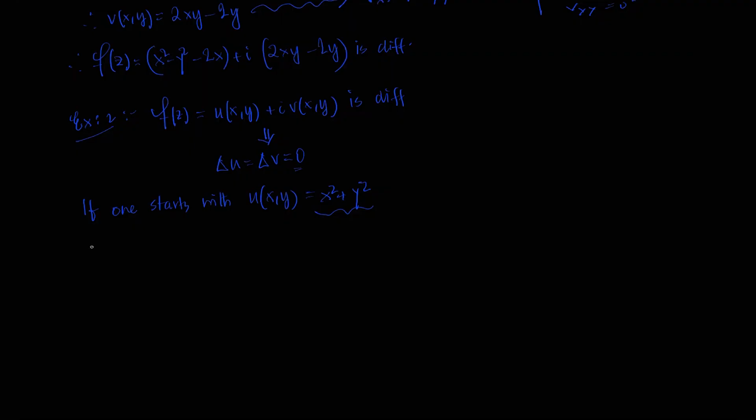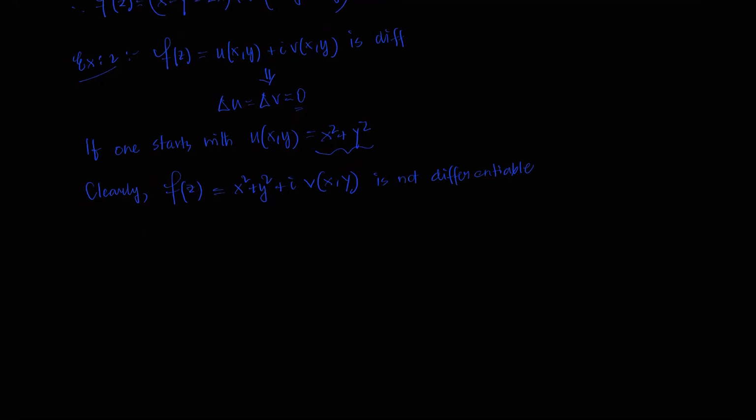So this function f(z), which is x square plus y square plus i times some v. I don't really care what v is, because anyway u has to satisfy Laplace u equals 0. Here it does not. You can put anything for v. This is not differentiable. So you understand that the idea of differentiability in C is extremely strong. It's not a very simple thing that you can write in one line and be done. It is very, very complicated.